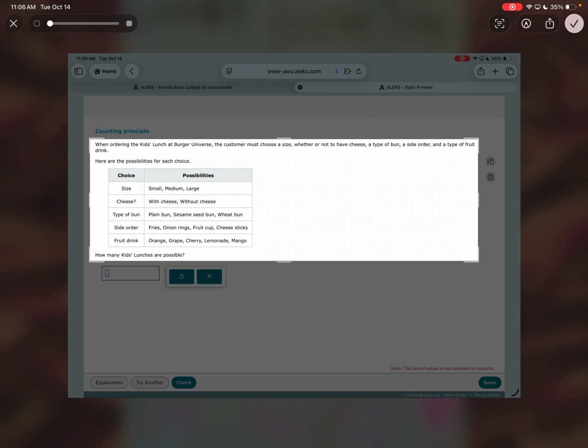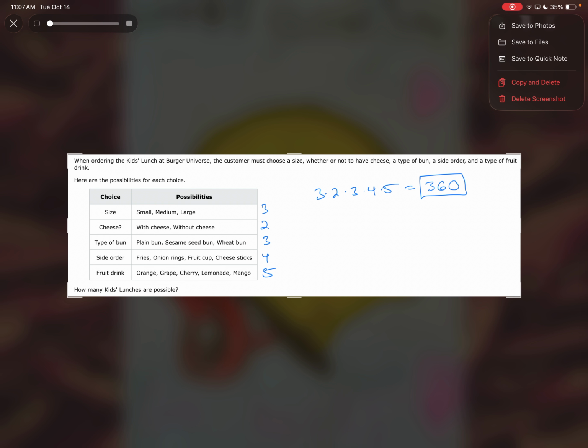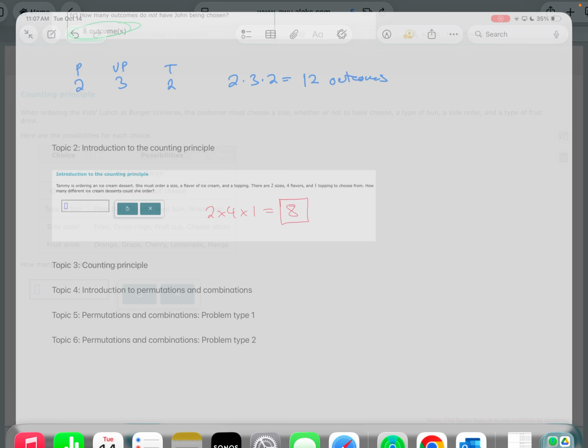All right, this one, how many different kid lunches are possible? It gives you a chart. So you have 3 here, 2 here, 3 here, 4 here, and 5 here. So you would do 3 times 2 times 3 times 4 times 5, which is a big number, 360, I think. 6, 18, 72, 360 total different combinations. So you just multiply all the numbers together to figure out the different outcomes.